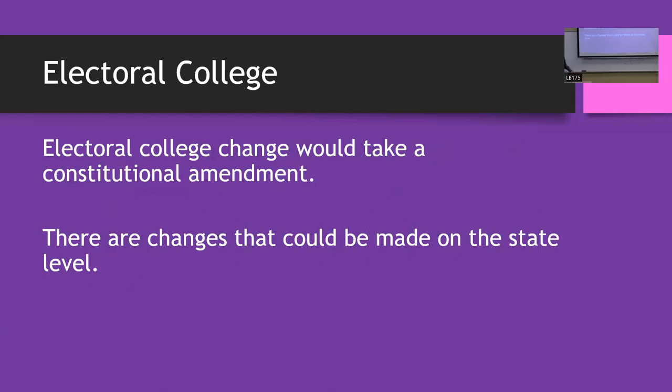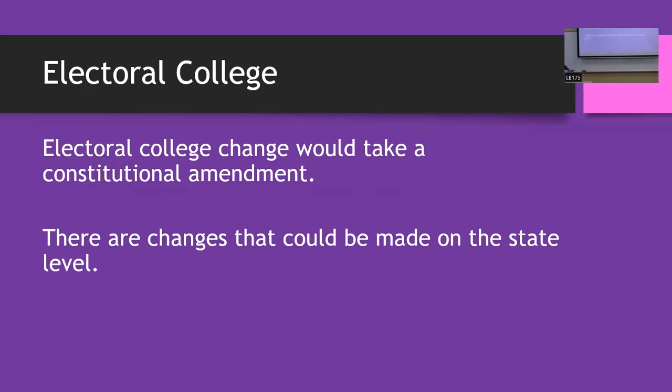Now, just so we know, when I say, could we get rid of the Electoral College? Because it's written in the Constitution, it would have to have a constitutional amendment to get rid of it, which is a very high bar for how many votes you need. Okay, so constitutional amendments are tough to come by. They need high amounts of votes.